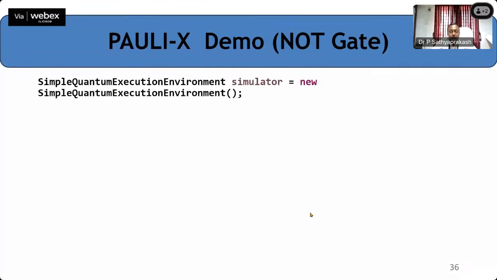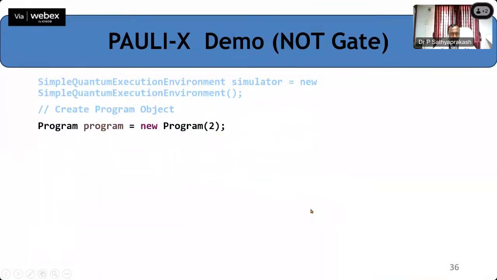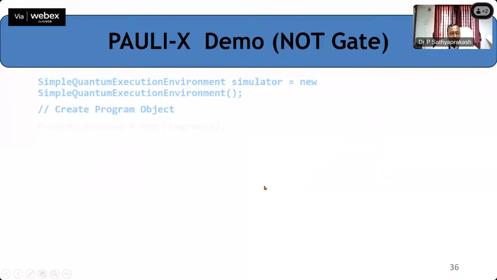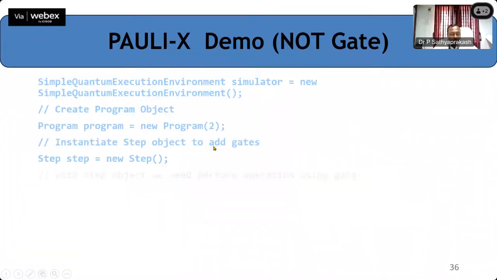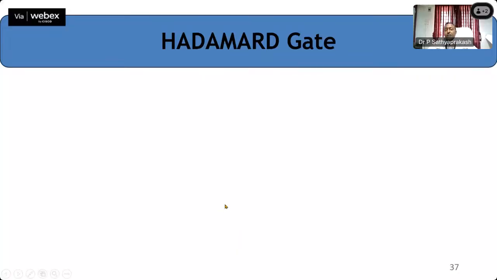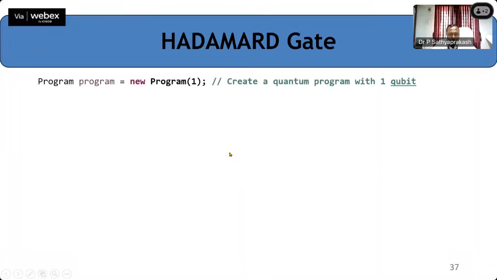Now, right, take a look here. What is step one? We need to simply instantiate the quantum execution environment. Then we need to create an object of program. If you provide the number here, qubits are initialized based on that number, say 2 qubits. With the help of the step object, we call step.addGate. So that is the sample program.